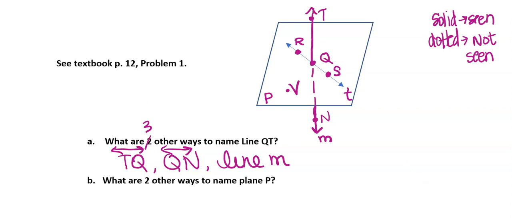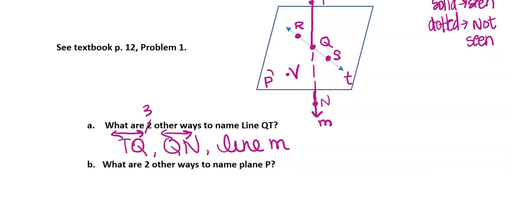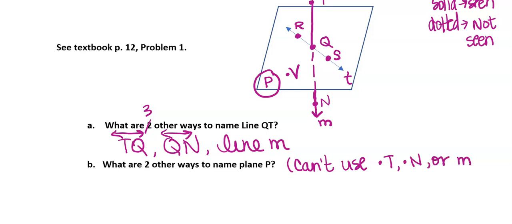What are two other ways to name plane P? Well, they use this little letter in the corner to signify it's a plane. That's the only time you can use a single letter. Two other ways would be to pick three non-collinear points. Remember, you're looking for a triangular spot, and you're looking to name the points that are on the plane, not the ones that are off. So on this one, I'm going to put a little note. Can't use point T, point N, or the small m. You can't use any of those because those are not on the plane.